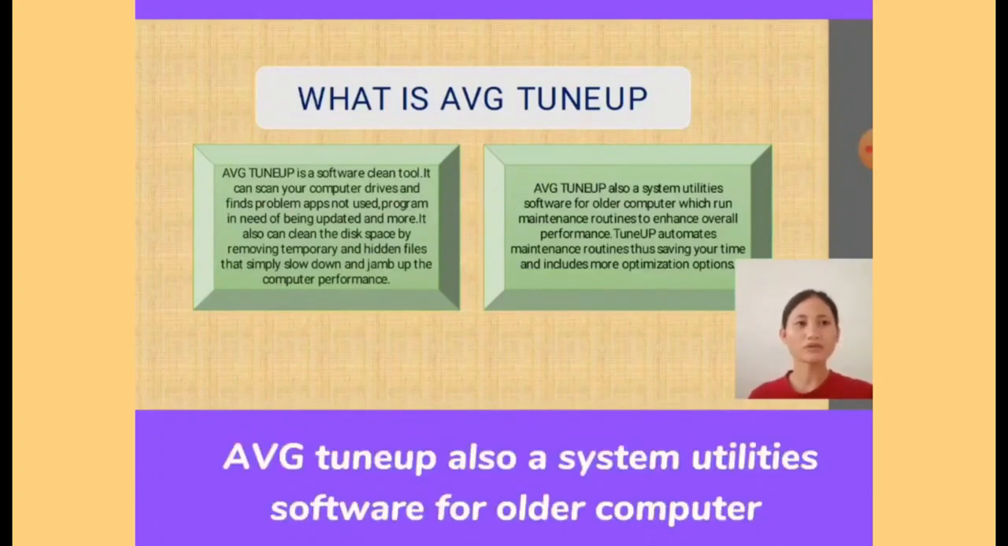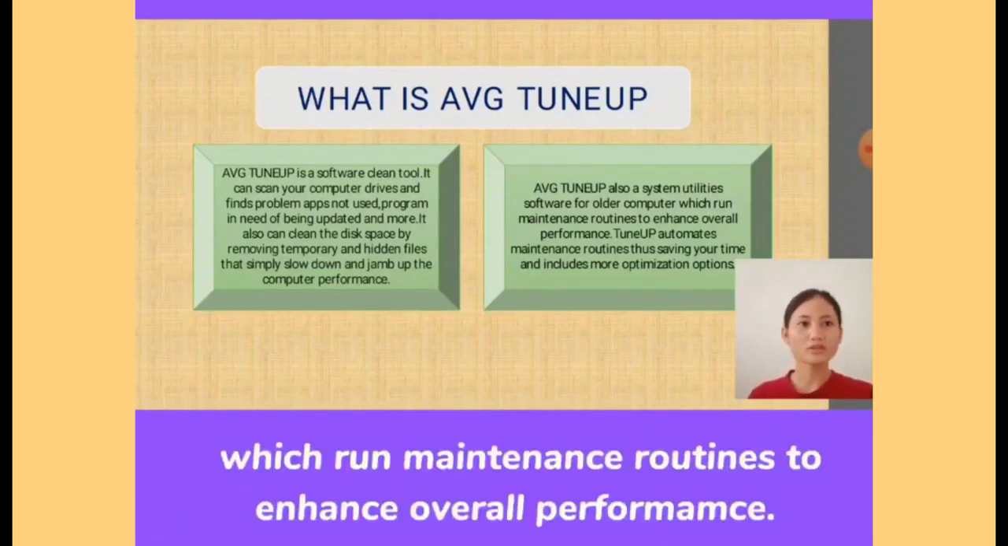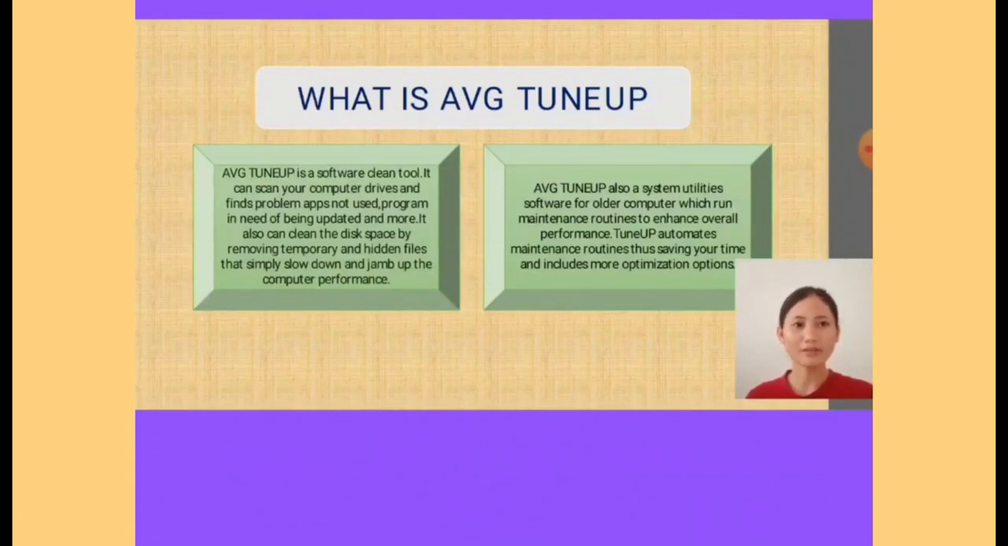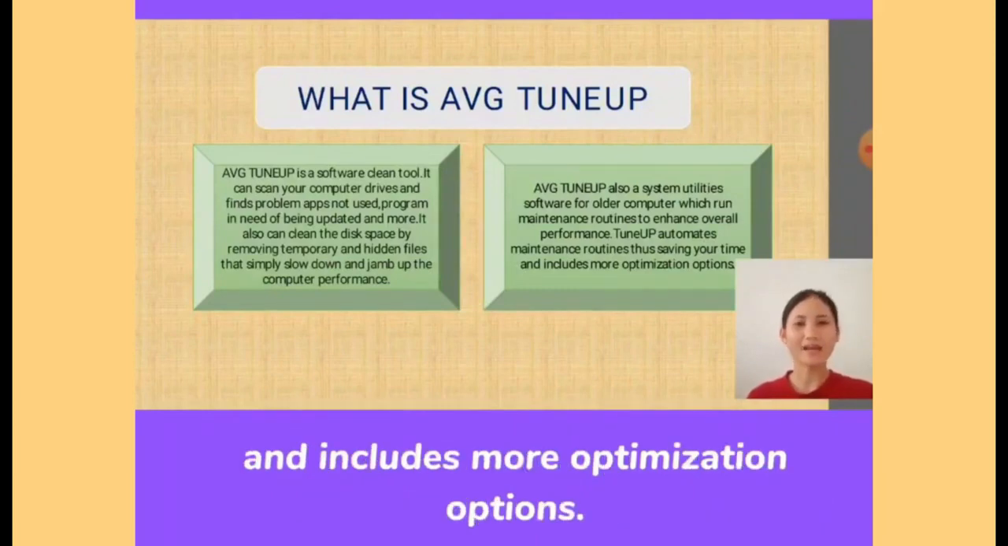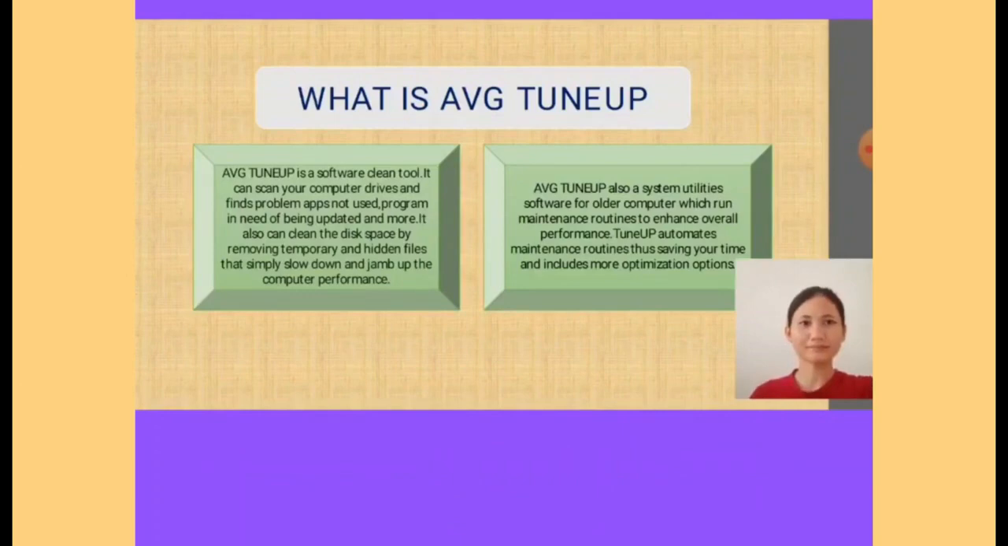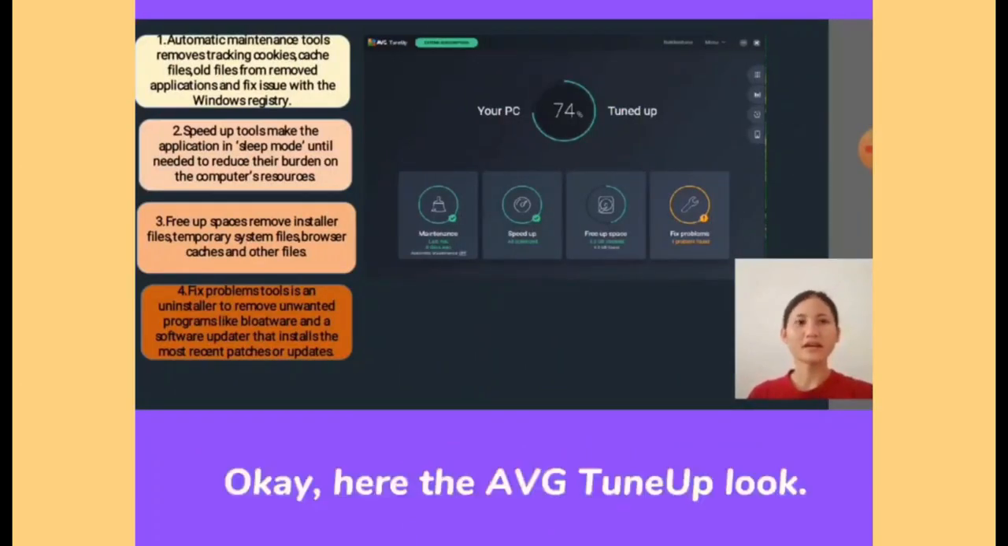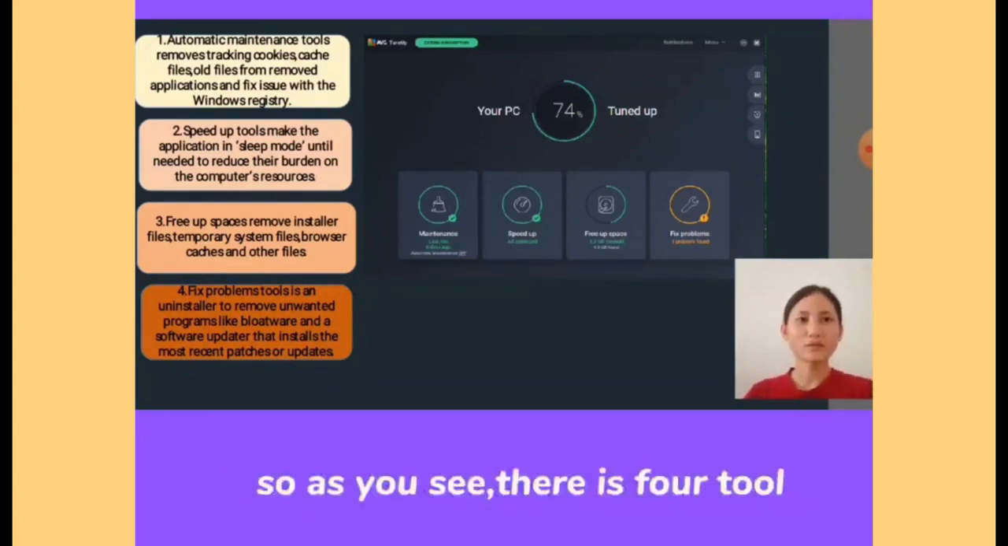AVG TuneUp is also a system utility software for older computers which runs maintenance routines to enhance overall performance. TuneUp automates maintenance routines, thus saving your time, and includes more optimization options. Okay, here is how AVG TuneUp looks. As you see, there are 4 tools.